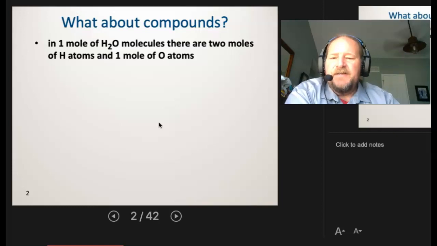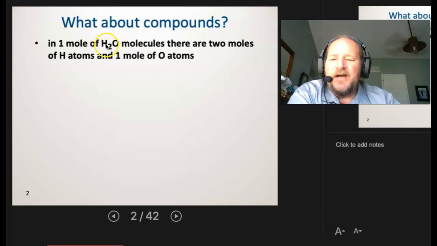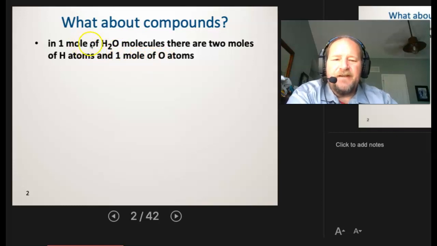All right, so when we're looking at compounds, what we have to keep in mind is that we have 1 mole of H2O molecules. That means there's going to be 2 moles of hydrogen because of that subscript, right? So for every 1 molecule, we have 2 hydrogens and 1 oxygen. So again, the mole is just a multiplier. So if I had a dozen H2Os, then I would have 24 hydrogens and 12 oxygens, right? Well, now we're just going to do it as a mole.